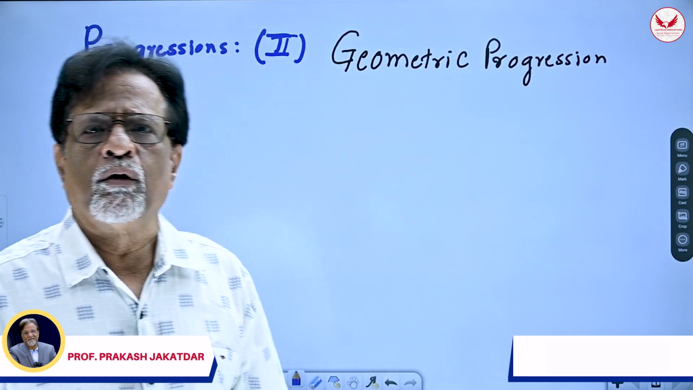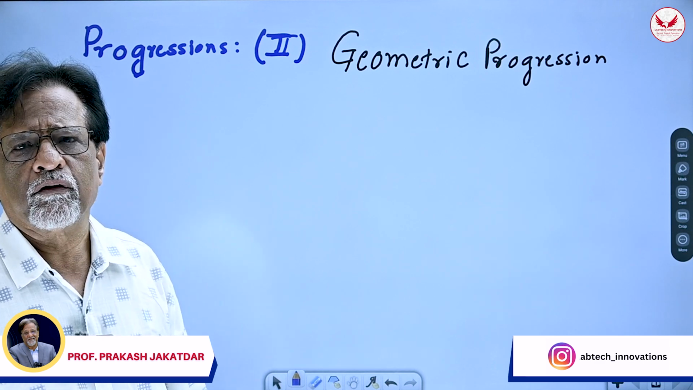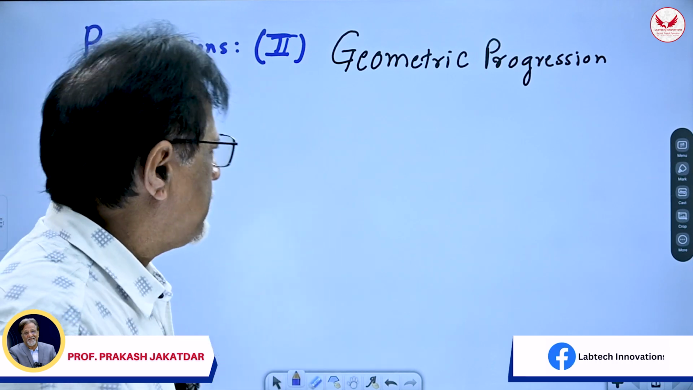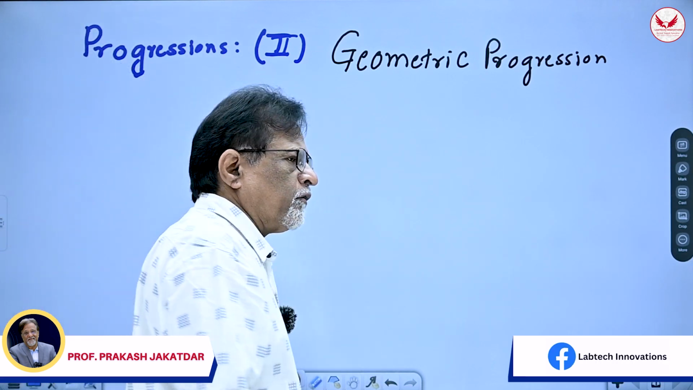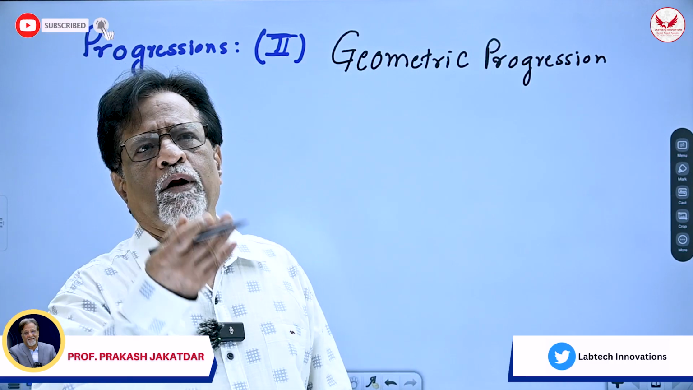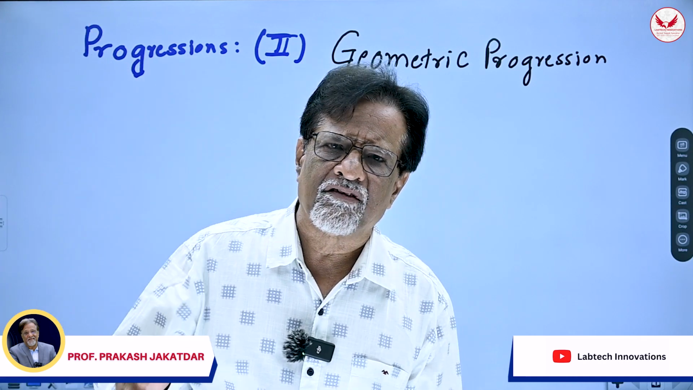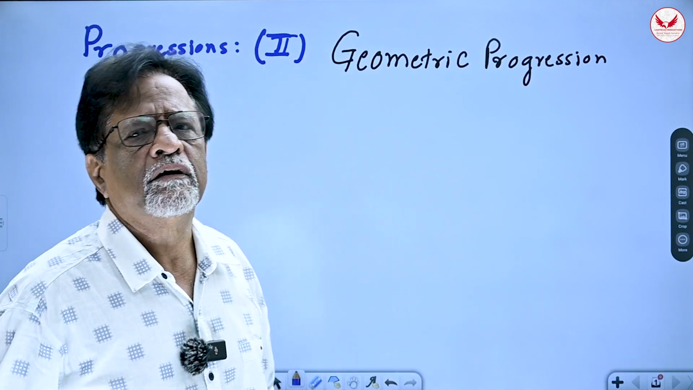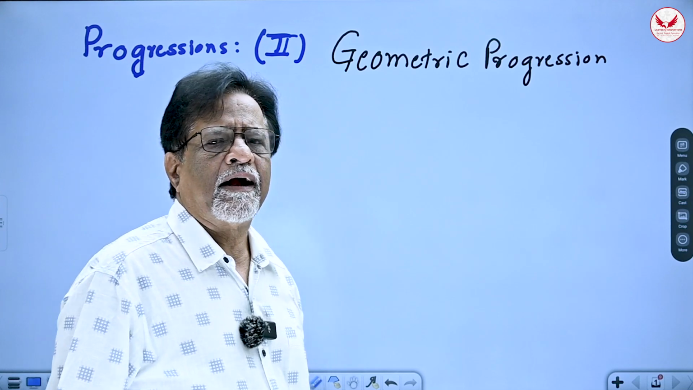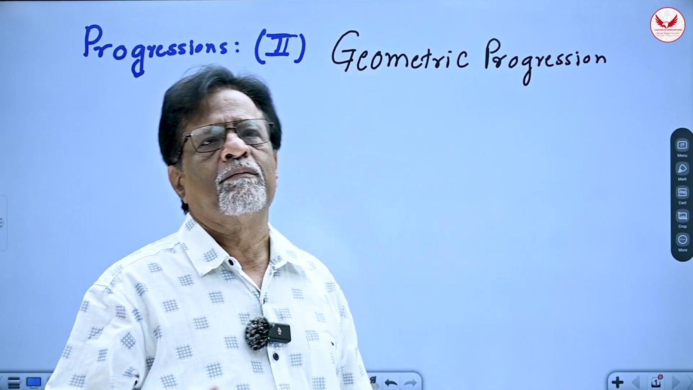Friends, now I'm going to introduce to you another progression called geometric progression. In arithmetic progression also we started with a fixed number a and we kept on adding a number called d, and that is how we generated a sequence, and that sequence was called arithmetic progression. In this case also we'll start with some number a and we'll keep on multiplying it by some another number.